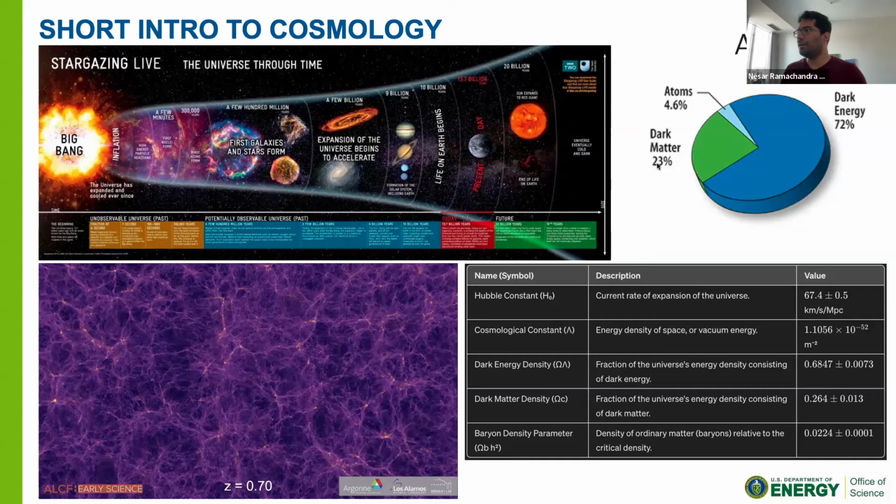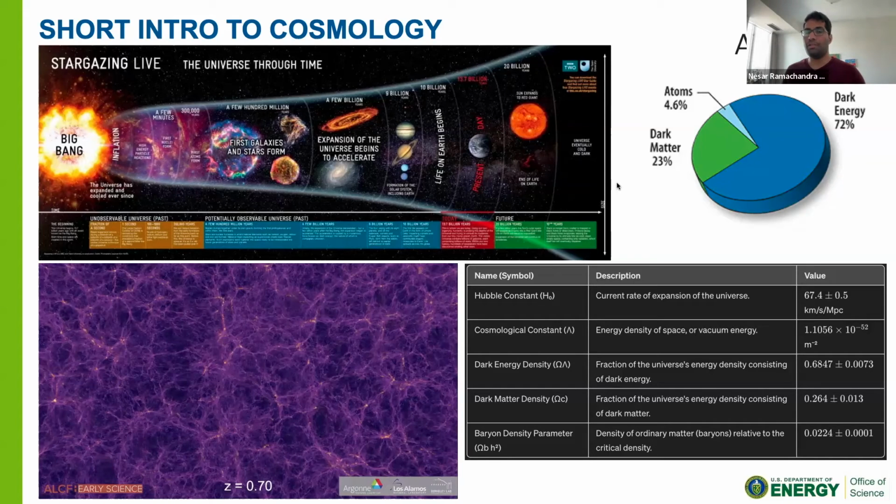But if you look at the state of the universe right now, what we see in the universe is called baryons. That forms a very small percentage of the universe, about 4.6%. A lot of it is something called dark matter and dark energy. Dark matter is about 23%, and dark energy is about 72%.